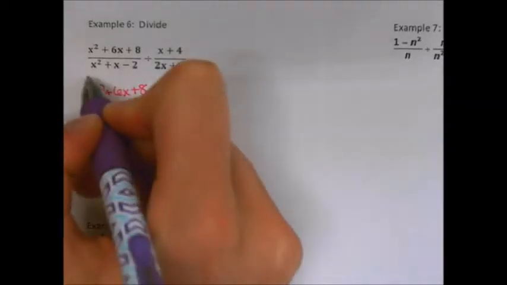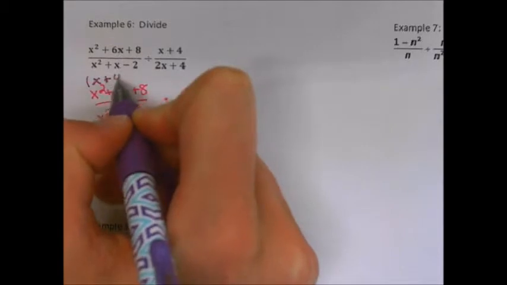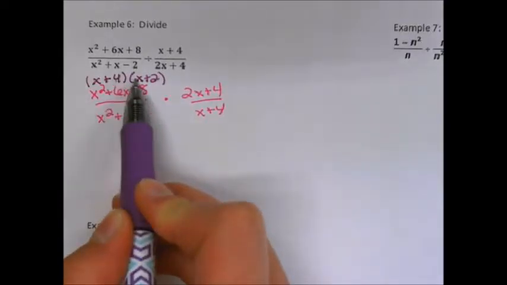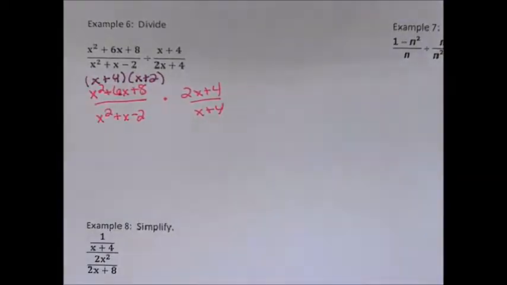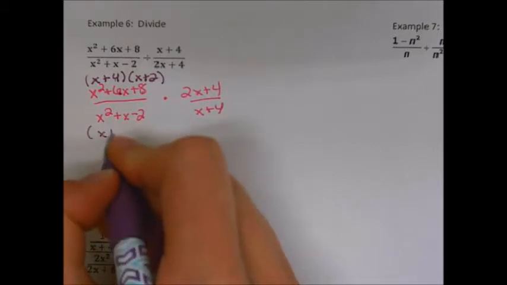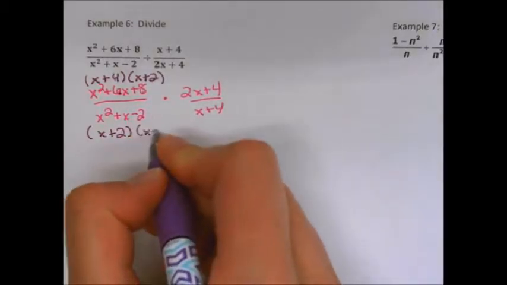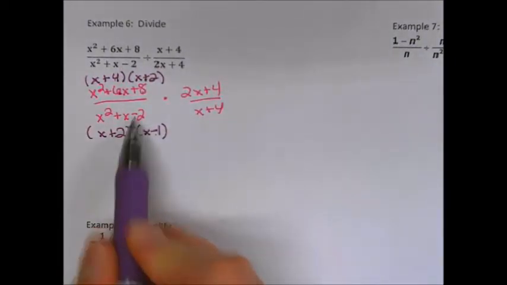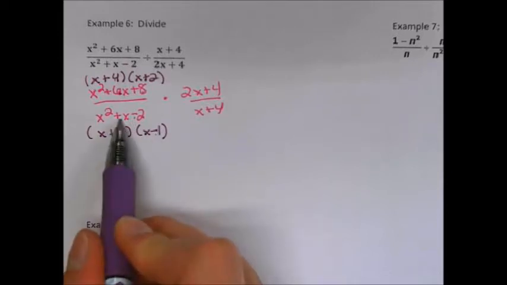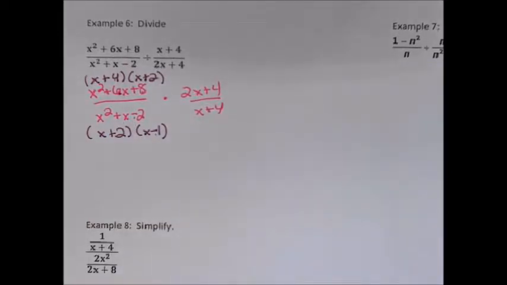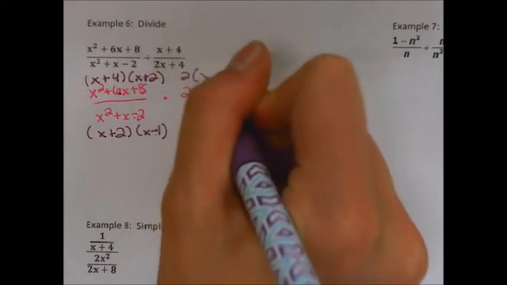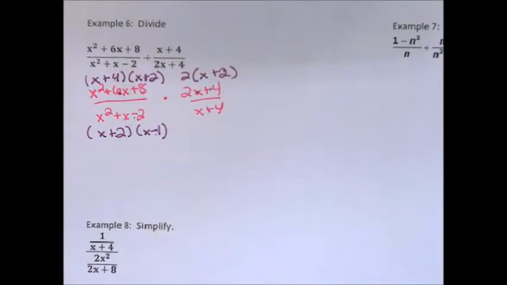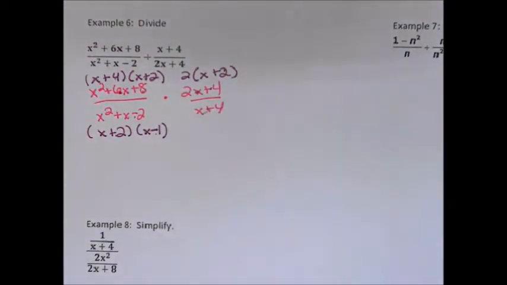The top one factors to x plus 4, x plus 2. 4 times 2 is 8. 4x plus 2x gives me 6x. The bottom one, x plus 2, x minus 1. 2 times negative 1 is negative 2. 2x, negative x, positive x. And then I can factor out a 2. Let's see, 2x, and then plus 2 will give me 4. And then I have this x plus 4 down here.